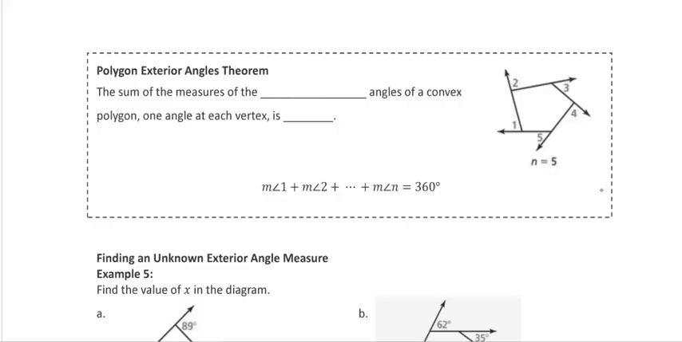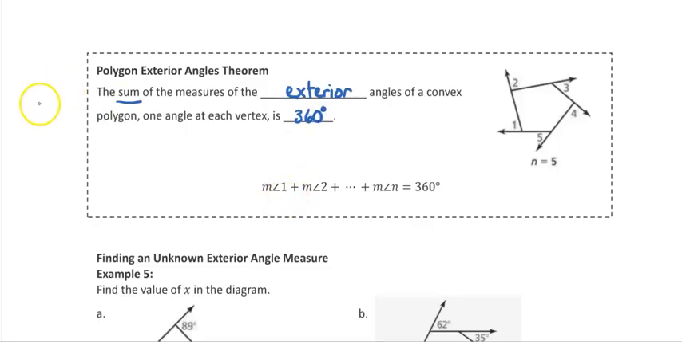Okay, so the polygon exterior angles theorem. The exterior angles are on the outside. So when you add up the measures of all the exterior angles of a convex polygon, they add up to 360 degrees.